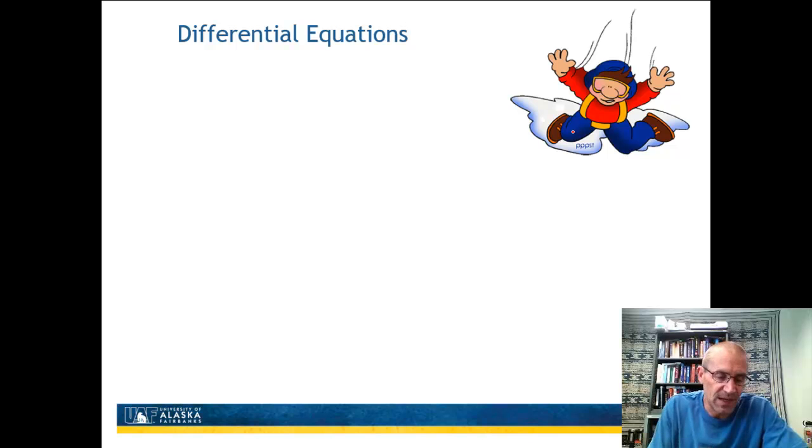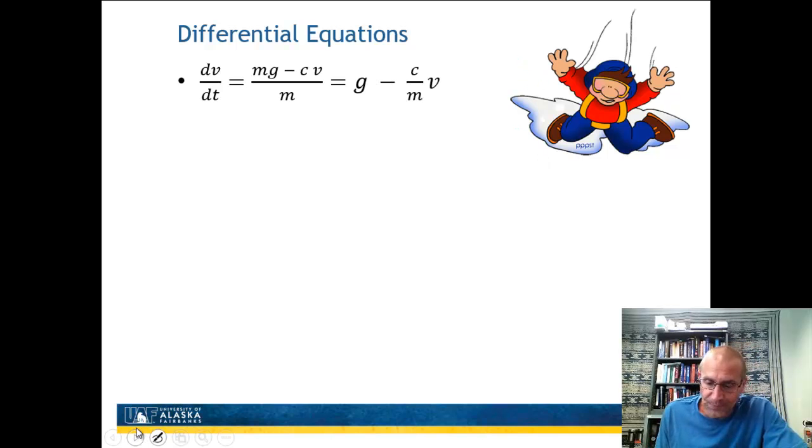This is what's discussed in the textbook, where we have a skydiver who jumps out of a plane, accelerates, and then reaches a terminal velocity. The book gives you this differential equation where v is the velocity of the skydiver, and it says that the change in velocity with time of the skydiver, dv dt, is equal to this right here. This is the mass of the skydiver, g is the gravitational constant, c is a drag coefficient, and v is the velocity of the diver.